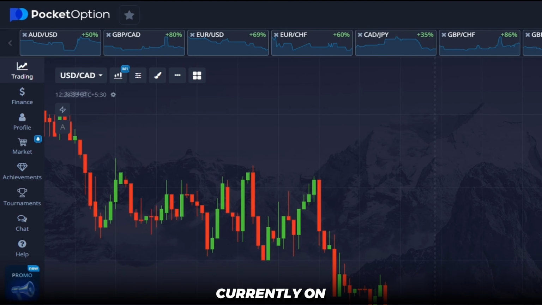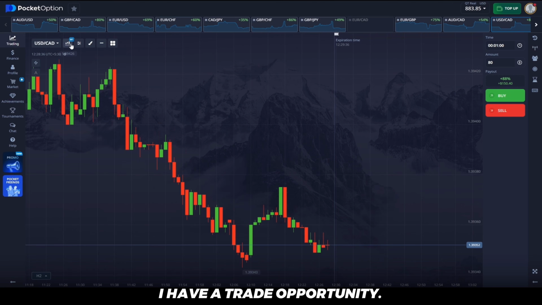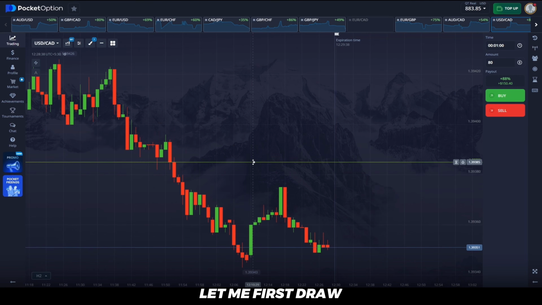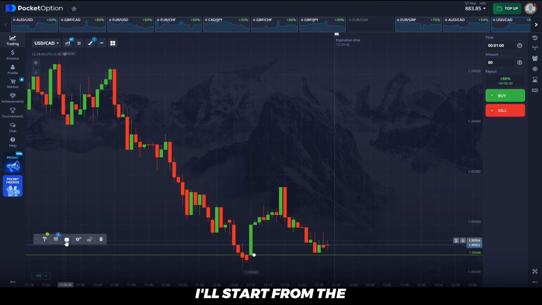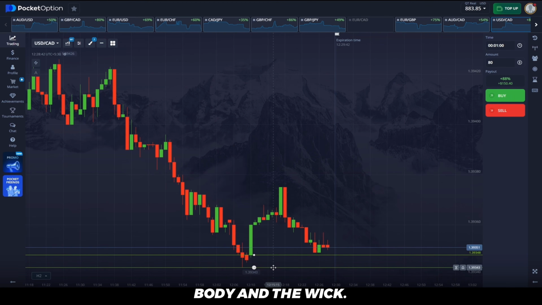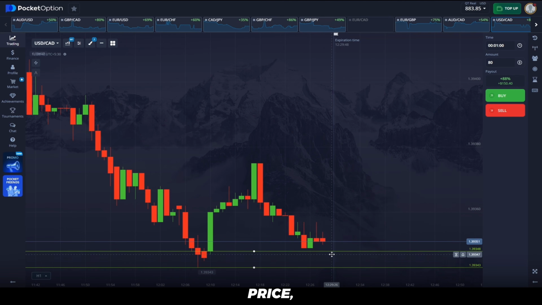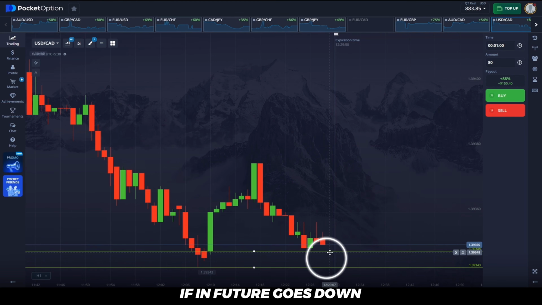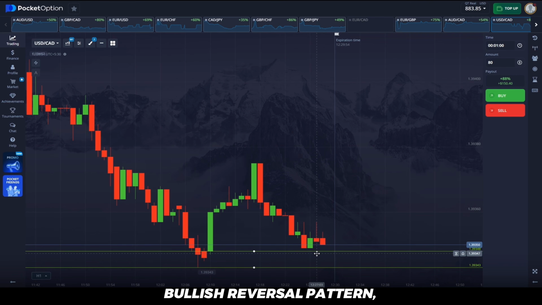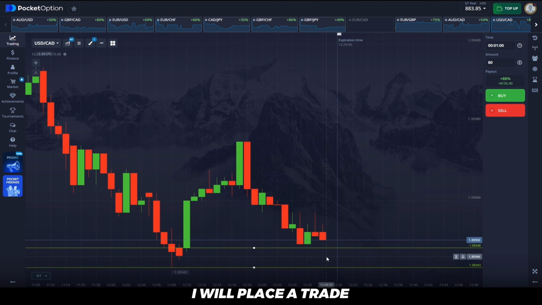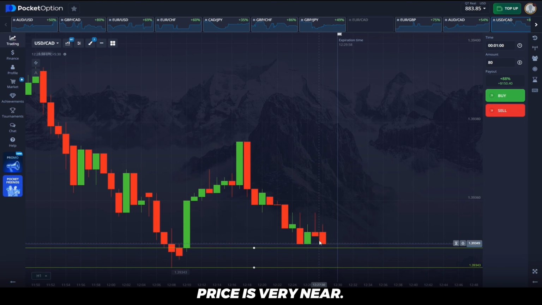Currently on the USD CAD chart, I have a trade opportunity. Let me first draw the key levels. I'll start from the body and the wick. This is a good reversal zone, a buying zone for the price. If in future it goes down and after hitting this zone it forms a bullish reversal pattern, I will place a trade in the upside direction. Price is very near, so chances of reversal are high.